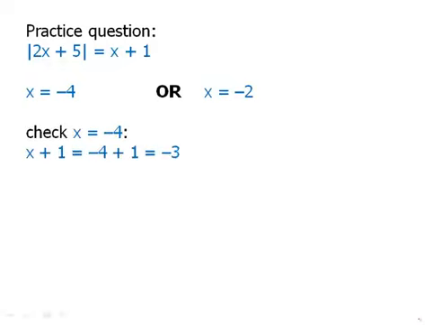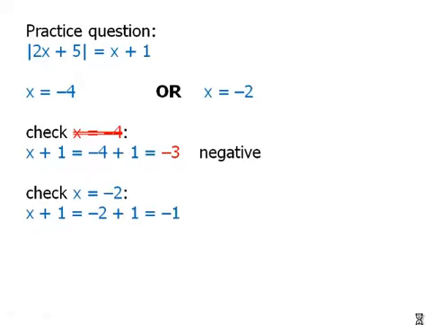Check the first one, x equals negative 4. When we plug it into x plus 1, we get negative 3. That's a negative number. So we don't even have to plug in to the absolute value because we know that the absolute value can't have an output that's negative. So this answer doesn't work. Now we'll check negative 2. When we plug that into the right side, we also get a negative number. So that also doesn't work for the same reason. We can't have the output of the absolute value equaling a negative number.